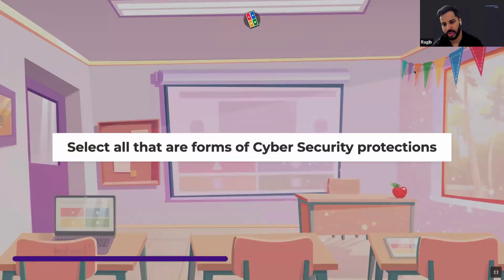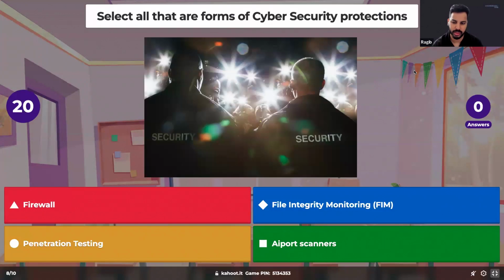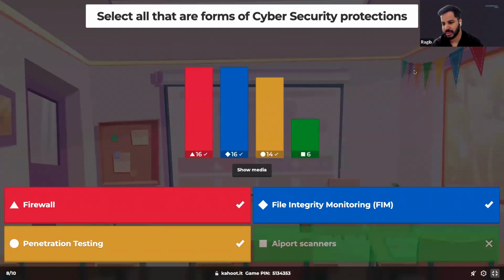Multi-select. So select all the forms of cybersecurity protections. Okay, it's a multi-select. It's definitely not airport scanners. That wouldn't make sense. So yeah, firewall, FIMs, and penetration testing. These are the correct answers. Okay, let's go next.